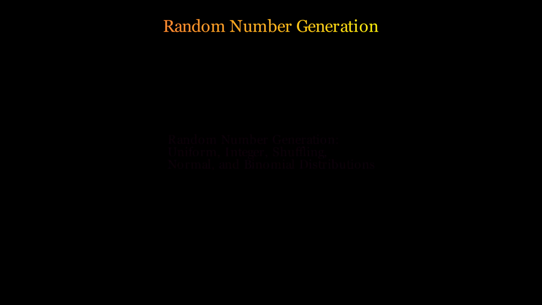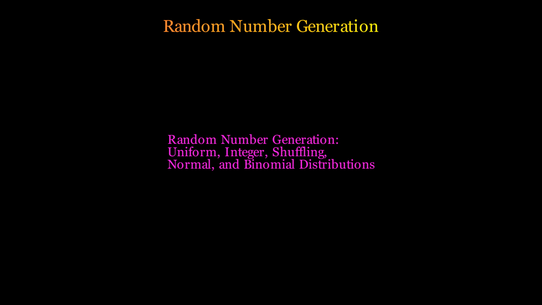We've covered essential random number generation techniques in NumPy: uniform floats, random integers, array shuffling, normal distributions, and binomial distributions. These are the building blocks for simulations, probabilistic algorithms, and statistical analysis in scientific computing.